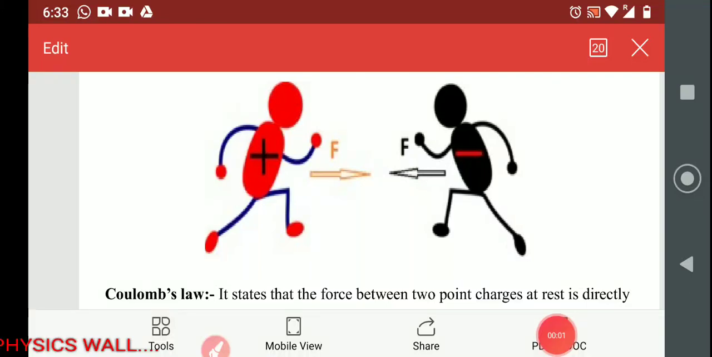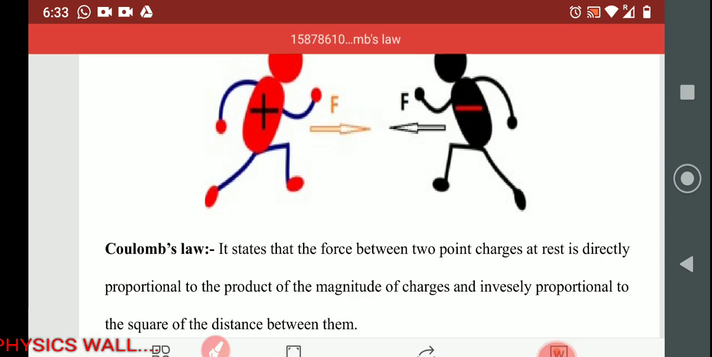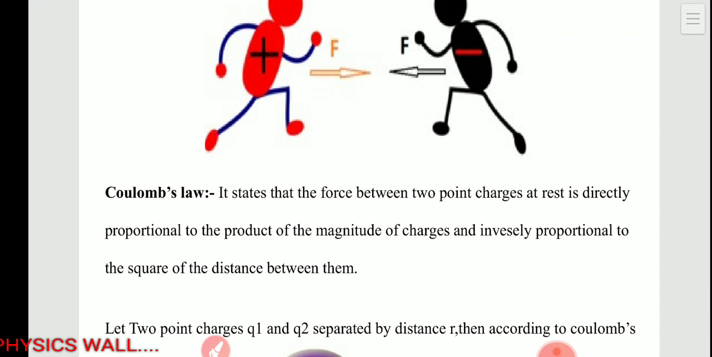Hello dear students, this is the second class of electrostatics. In our first class, we covered the topic of electric charge. Now, we will discuss Coulomb's law or force between charged particles. So let us discuss Coulomb's law.